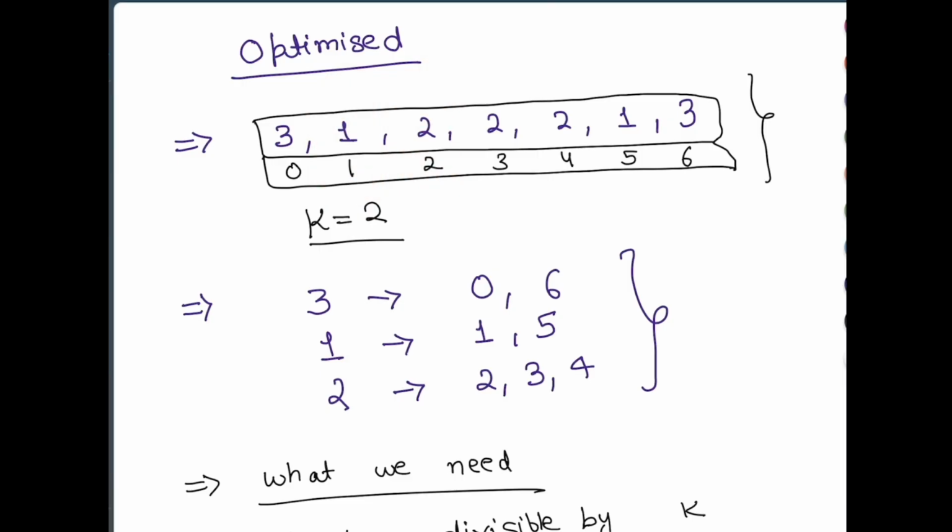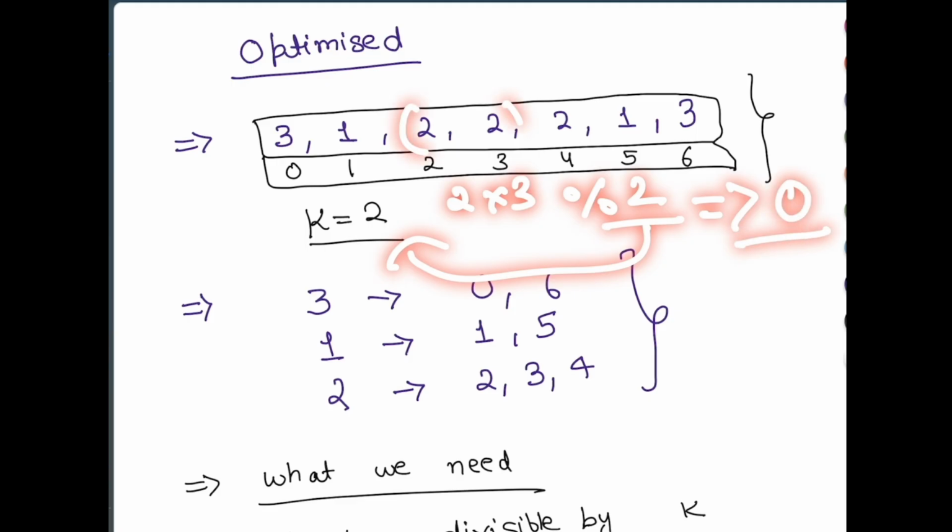So I care about those pairs whose numbers are the same, not different, right? So I care about a pair whose numbers are the same, something like 2, 2. So now the indexes 2 and 3 do matter to me, okay? So I can say 2 into 3 mod 2, that is k, and this time I'm going to get 0. So I would say this is a valid pair.